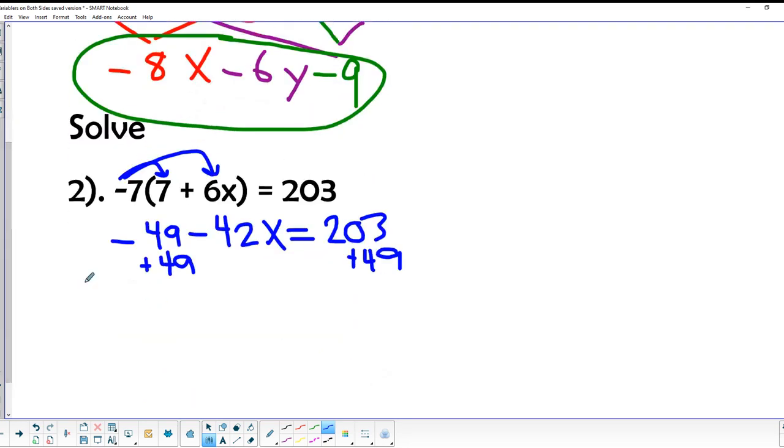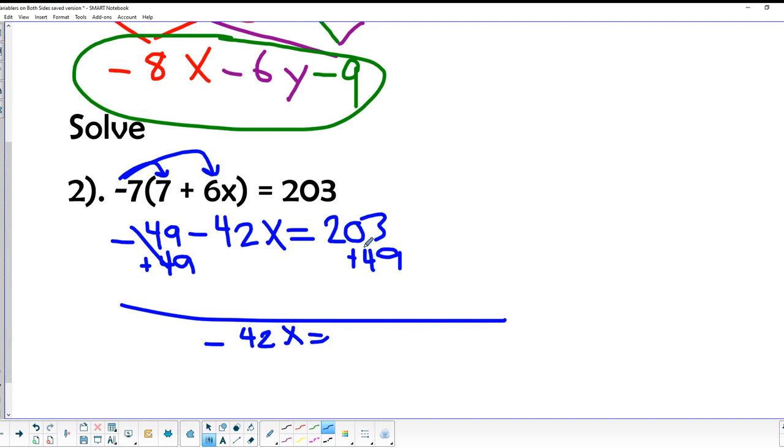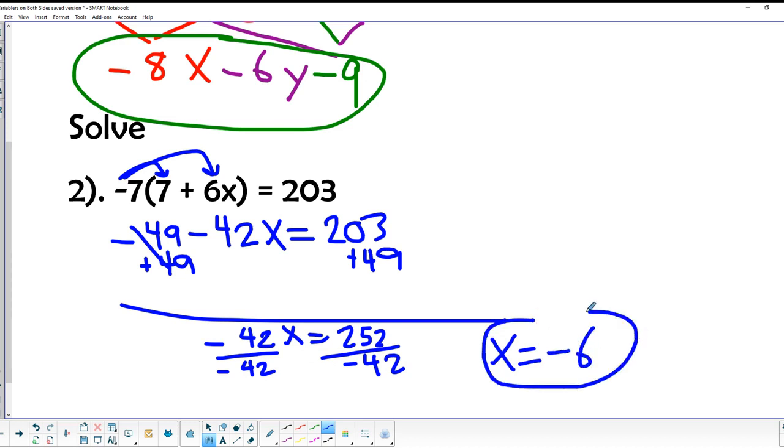And give ourselves a little more space. This cancels, and I'm left with negative 42x equals 252. And we divide both sides by negative 42. We end up with 6. So x, well actually negative 6. X equals negative 6 is our answer. So that's how we handle solving an equation that has a distributive property part of it that needs to be taken care of.